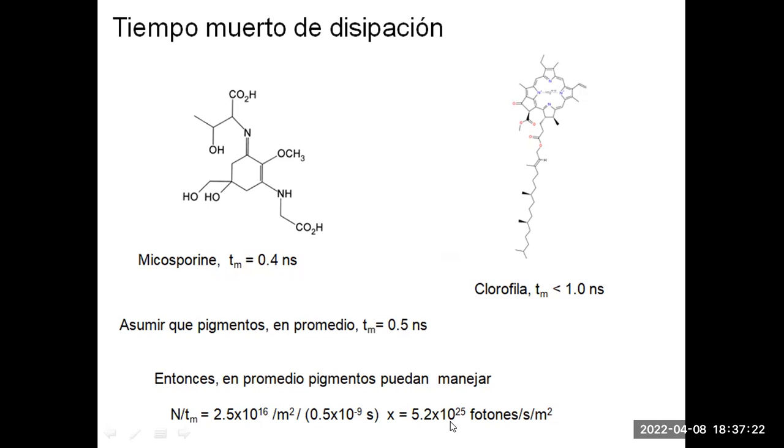And that gives us this value, which I can't see because there's a bar over it on my screen, but it looks like 3.5 times 10 to the 22 photons per second per meter squared. So that's the maximum rate that we can handle these photons coming from the sun, given their finite areas and given their finite dead time. Okay.